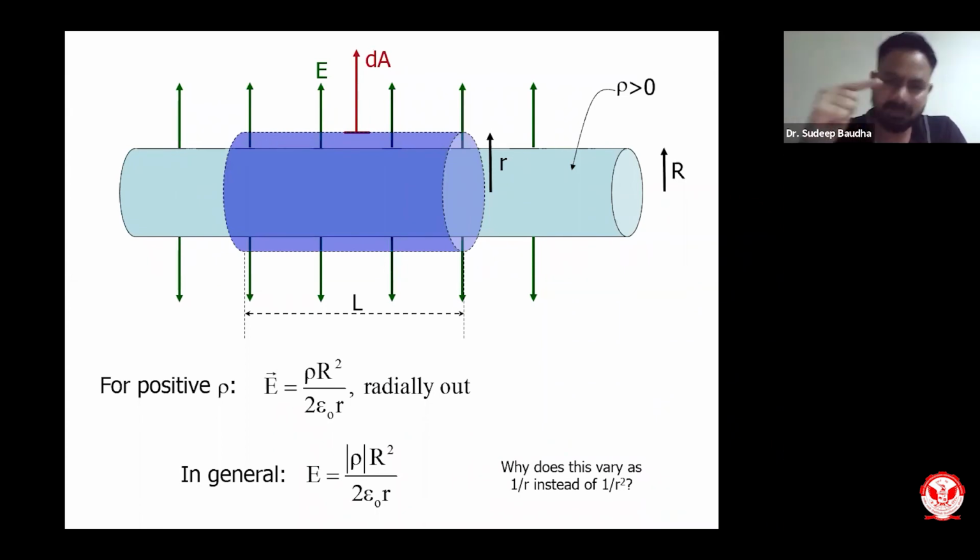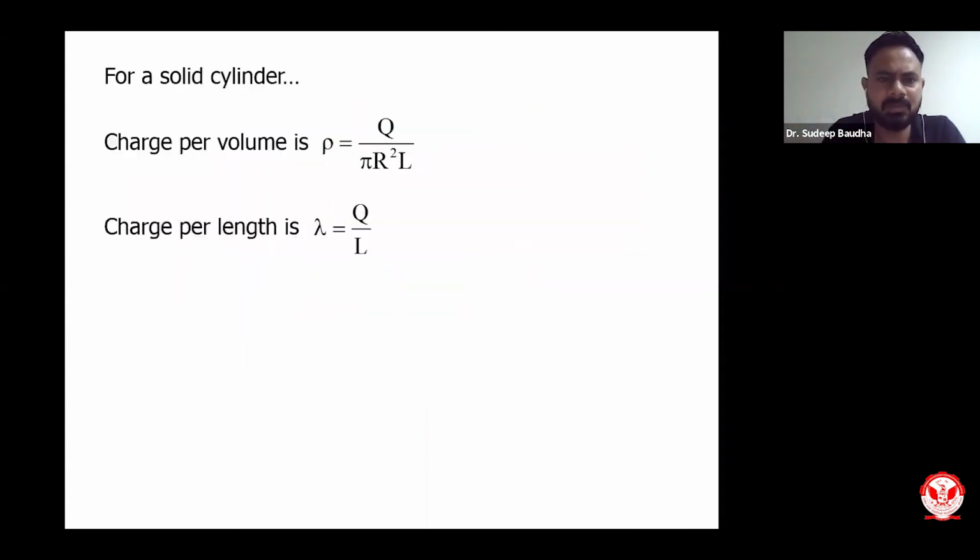So r will be constant for the Gaussian cylinder, as you can see. So E will be equivalent to mod of rho. Rho can be positive or negative depending upon what type of rho is being provided. Generally, we recommend rho should be greater than 0, and R is the radius of the cylinder which was under consideration. r is the point which is located away from this, and this is the final value of electric field due to this.